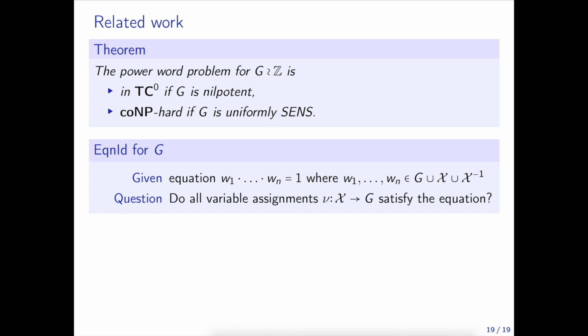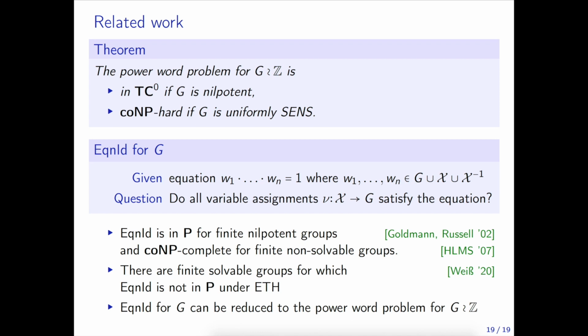Equation satisfiability was first studied by Goldman and Russell. Let's look at the dual problem, equation identity. The input is an equation W1 to Wn equals 1, where the Wi are either variables, inverted variables, or group elements. And the question is whether every variable assignment makes the equation true. So here we assign group elements to the variables and not natural numbers. Goldman and Russell showed that the problem is in polynomial time if G is nilpotent, and later it was shown that the problem is co-NP complete for non-solvable finite groups.